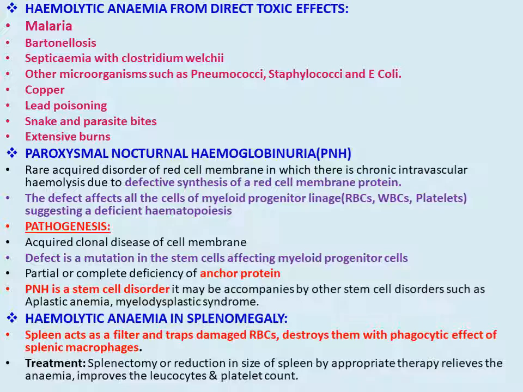Next disease is hemolytic anemia in splenomegaly. The spleen acts as a filter and traps damaged RBCs, destroying them by the phagocytic effect of splenic macrophages. Old or damaged RBCs are destroyed by the macrophages present in the spleen. If not destroyed, splenomegaly happens. Treatment: splenectomy or reduction in size of the spleen by appropriate therapy relieves the anemia and improves the leukocyte and platelet counts.